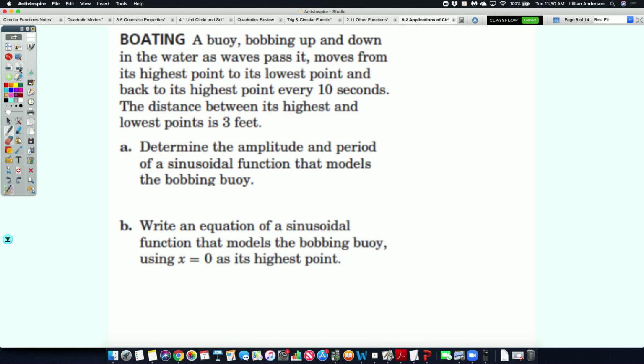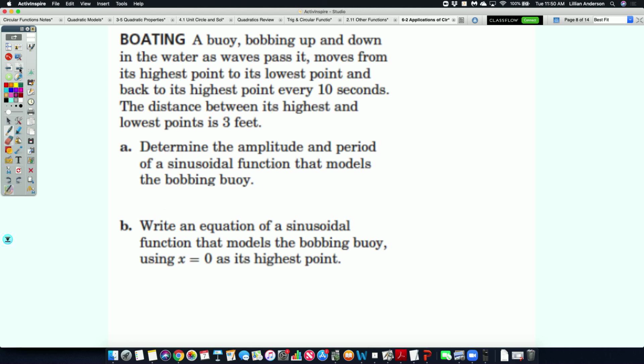We have boating. Do you guys have that example? Now it says a buoy bobbing up and down in the water as waves pass it moves to its highest point, to its lowest point, and back to its highest point every 10 seconds. The distance between the highest point and the lowest point is 3 feet. We have to determine the amplitude and the period of the sinusoidal function that models the bobbing buoy. And then we're going to write the equation of the sinusoidal function that models the bobbing buoy using x equals 0 as its highest point.